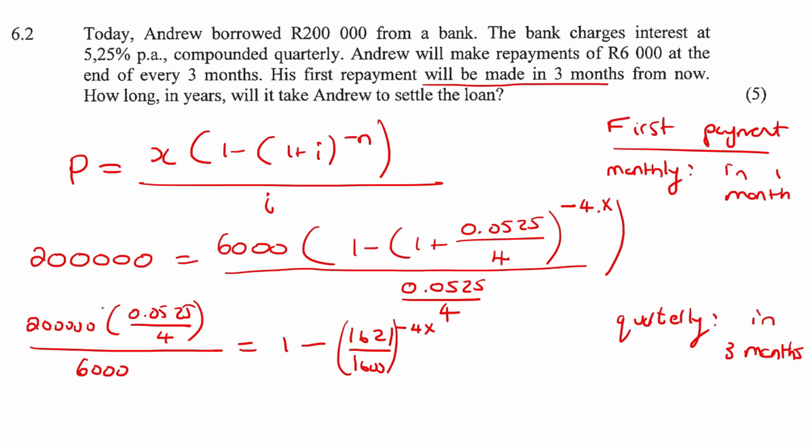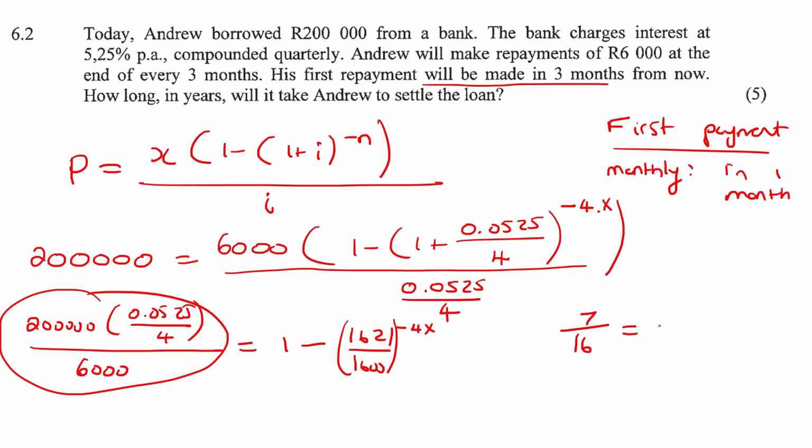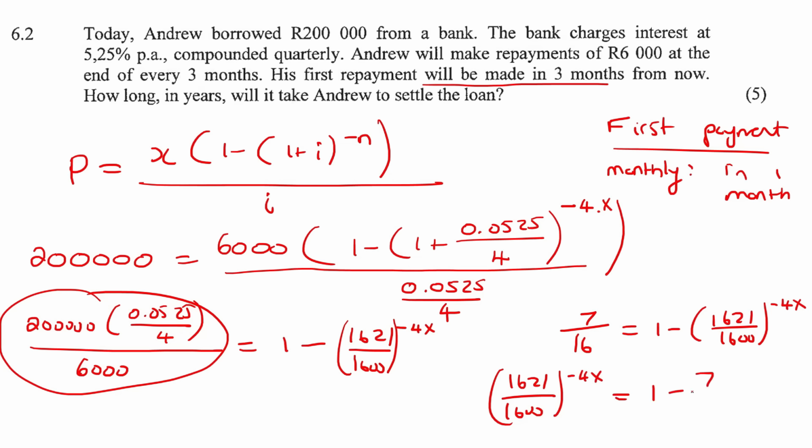Okay, then you can also type this on the calculator. So if you type that on the calculator, keep it as a fraction. So that'll be 7 over 16. So let's actually write that over here. And then 1 minus 1621 over 1600 to the power of negative 4x. Okay, now, because this is negative, let's take it over to the left, and then we'll bring this over to the right. So we would end up with that, and then that.